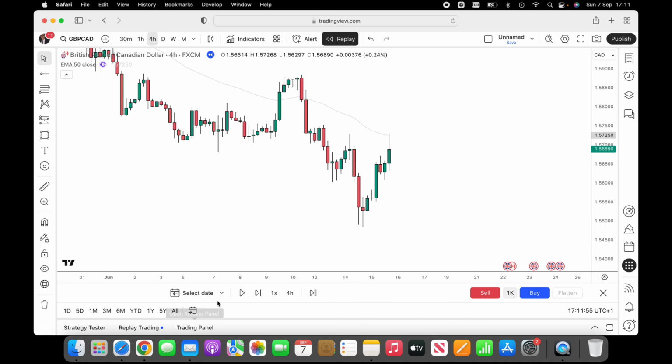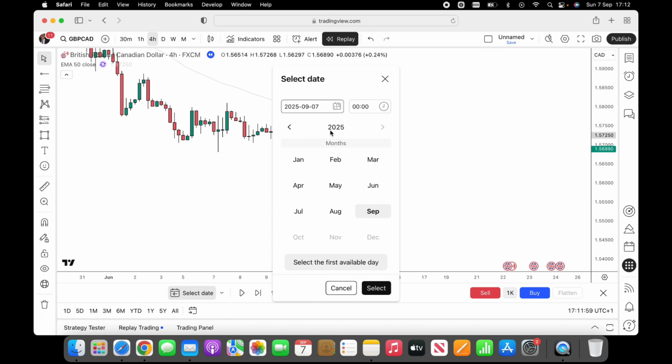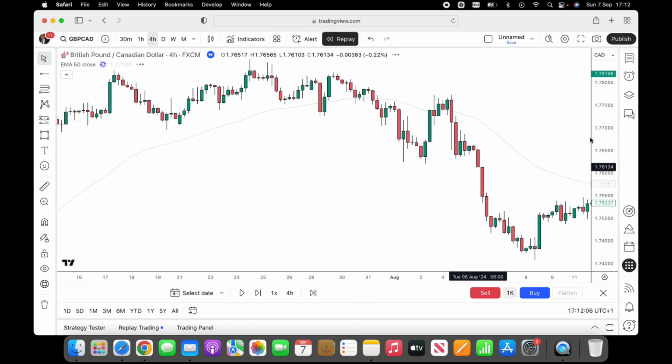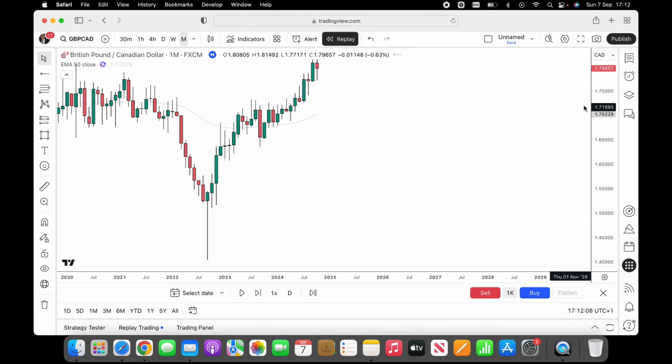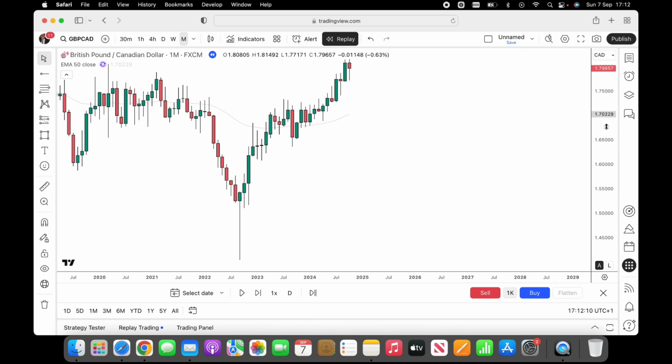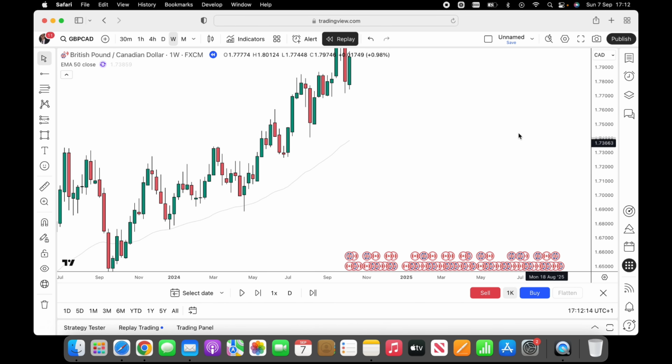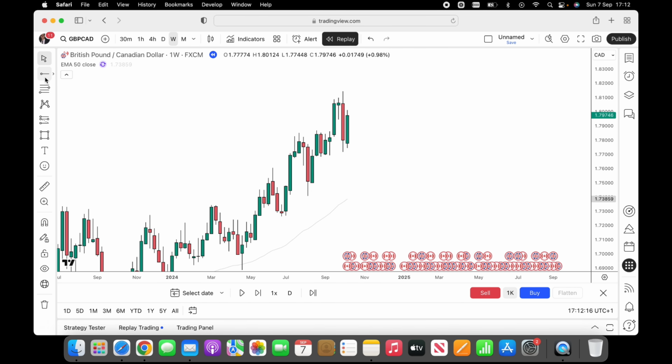I will give you guys another example. So let's go back to another random date. Let's go back to 2024 and go to, say, October, and we'll go at the start of the week. Okay, so again, on the monthly, we can clearly see we are very bullish. Nothing more to say. Weekly, you can clearly see we are still bullish. But again, if there's ever a little bit of confusion, work it out.